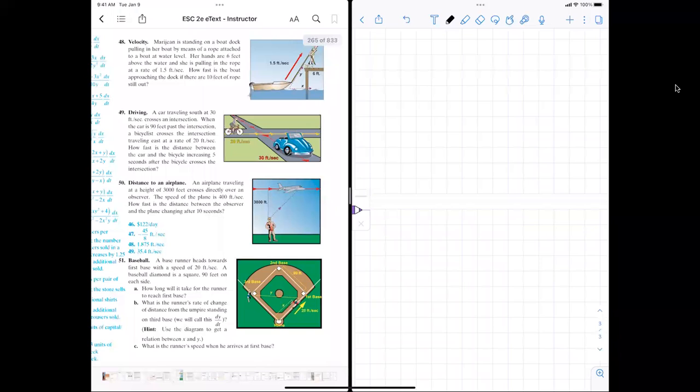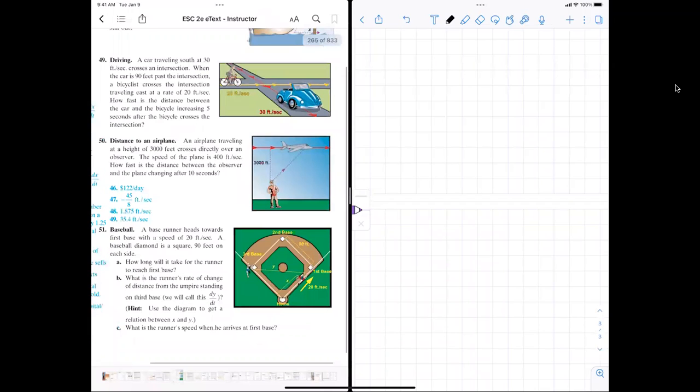Okay. So for number 51, the baseball, the wording of the questions is kind of funky. The first paragraph for number 51 says a base runner heads towards first base with a speed of 20 feet per second. A baseball diamond is a square 90 feet on each side. Okay, so that's our given information.